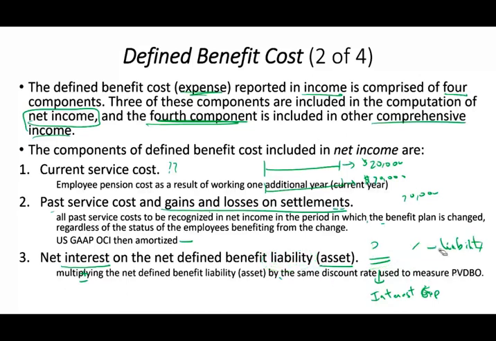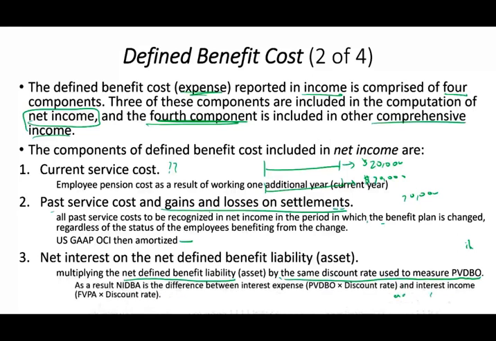So how do we first find the interest expense and the interest income? We multiply the net benefit liability by the same discount rate used to measure the present value of the DBO. As a result, the net interest on the DBL is the difference between the interest expense and the interest income. So we have income coming from the assets, interest expense coming from the liability. We net them out. If we have more interest costs, then we have net interest expense. If we have more interest income than interest expense, we have an interest income. So simply put, this item could be a plus, this item could be a minus. Think of it mostly as minus, because you're going to have more interest expense than interest revenue. But it could be either, just FYI.